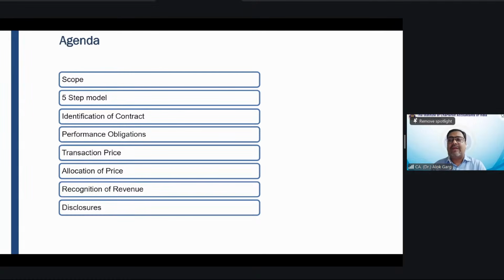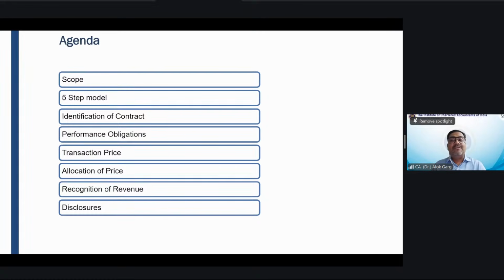Then, contract. What is a contract? A contract could be oral or written, express or implied. A contract is an agreement enforceable at law. Then there is the word customer. Who is a customer? A customer is a person or an entity who buys goods and services which are provided or produced in the ordinary course of business of that entity, in exchange for a consideration.